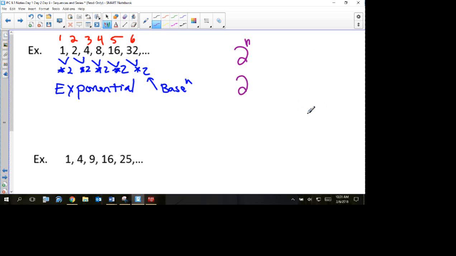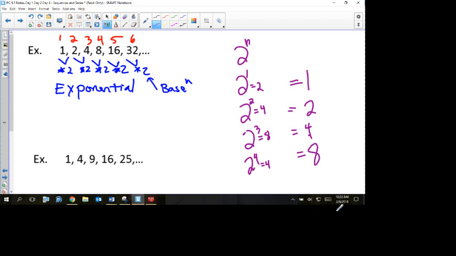So if I do 2 to the first, it is supposed to equal 1. It does not equal 1. If I do 2 to the second, it's supposed to equal 2, but it does not. If I do 2 to the third, it's supposed to equal 4, but it does not. What do these equal? 2, 4, 8. 2 to the 4th is supposed to equal 8, but it equals 16 instead.